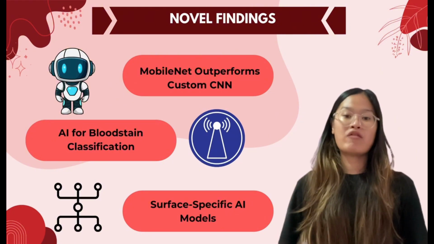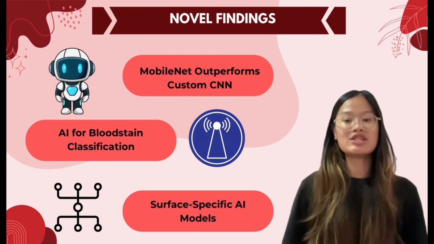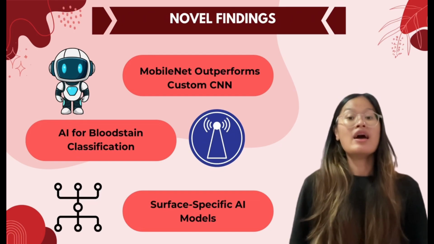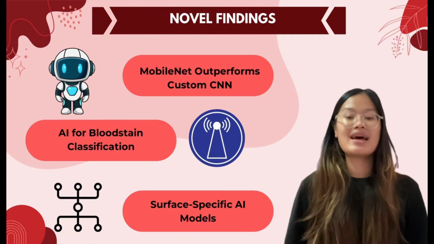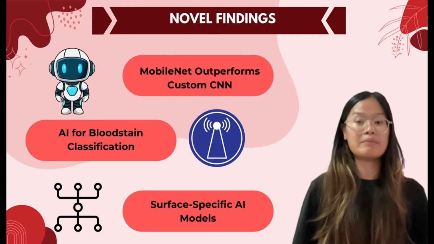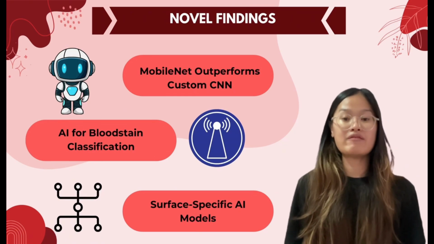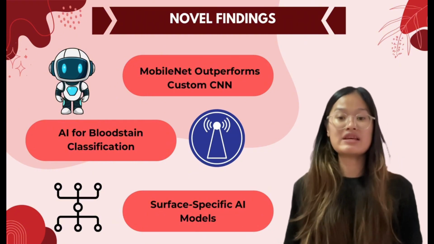There are three main novel findings in this study. First, the study demonstrated that artificial intelligence can accurately classify passive bloodstains according to their drop height, reducing reliance on subjective visual interpretation by forensic experts. Second, transfer learning with MobileNet outperformed a custom CNN model, making it a more effective approach when only a limited forensic dataset is available. Finally, the researchers found that bloodstain patterns are highly surface-dependent.